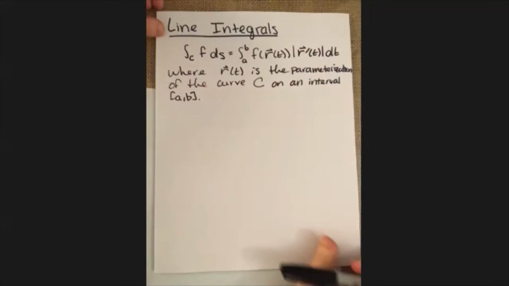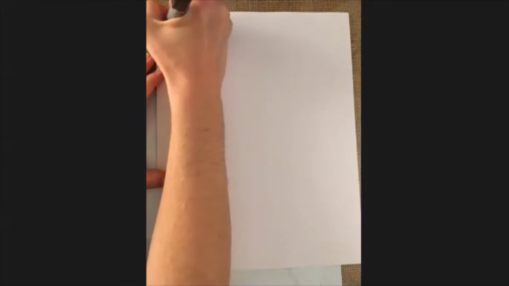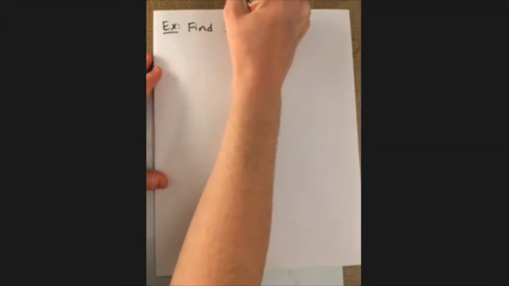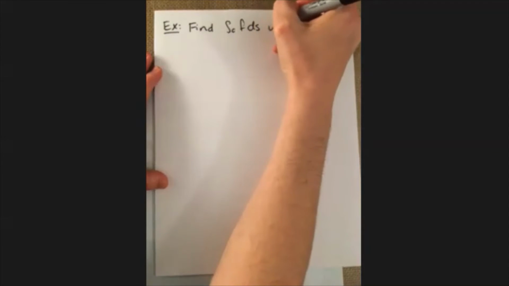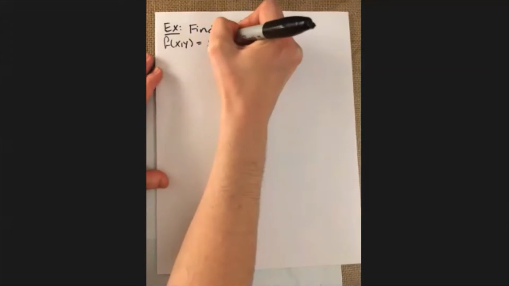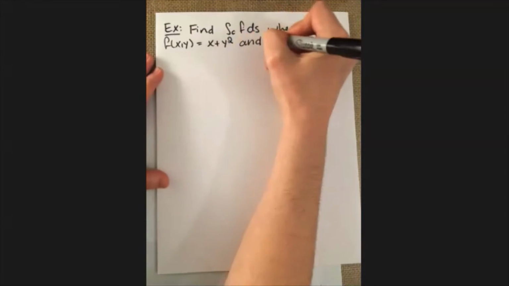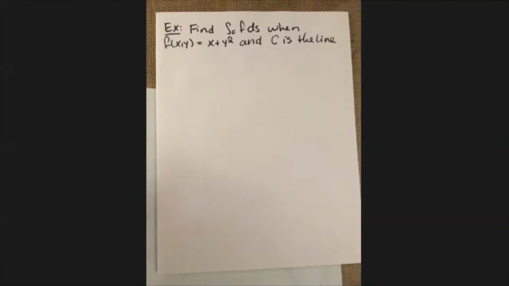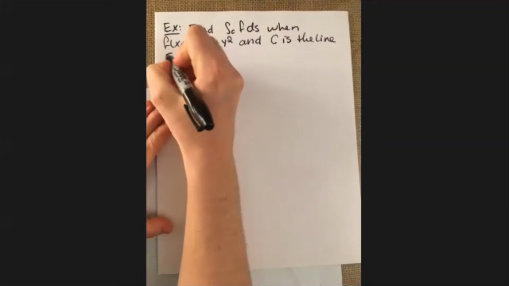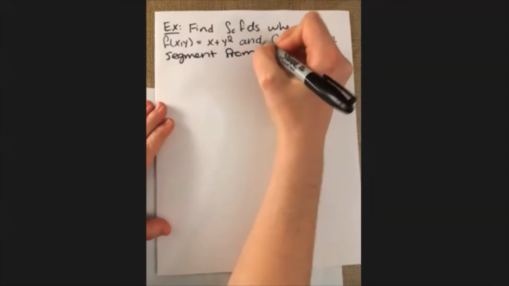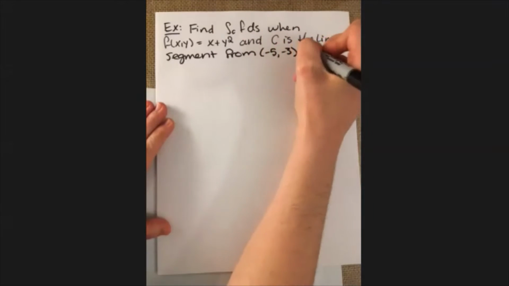And start looking at what it looks like to break a problem down like this. So for our first example, we are going to find the integral over a curve C of f ds when our function f of x, y is equal to x plus y squared, and our curve C is the line segment from the point -5, -3 to 0, 2.